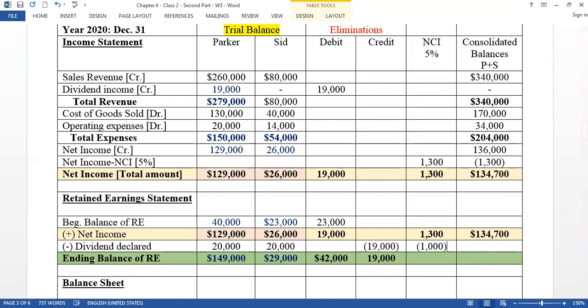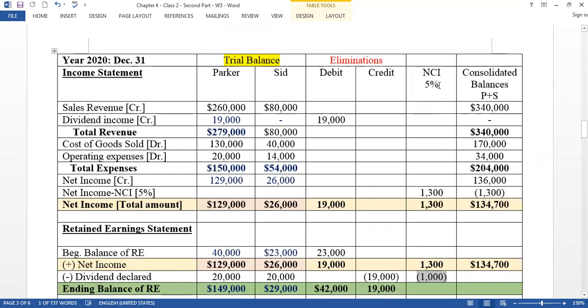I put brackets because it is minus. If you do not put brackets, you must write a minus sign here. Now it is your choice. You can keep both, no problem. You can use a minus sign here and brackets here, either is fine with me. So look at here, $20,000 is the dividend of the subsidiary, $19,000 goes to the parent, and $1,000 goes to non-controlling interest. Clear?